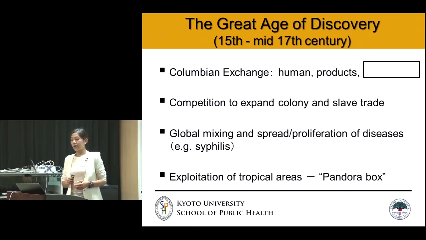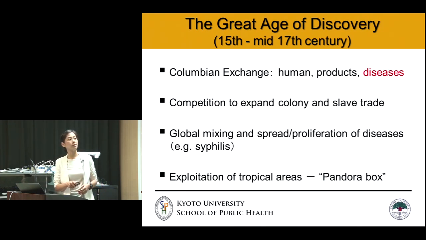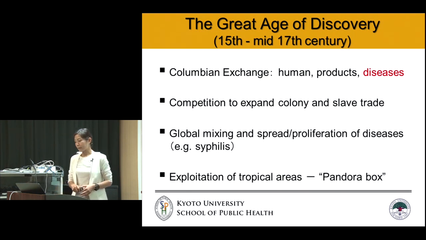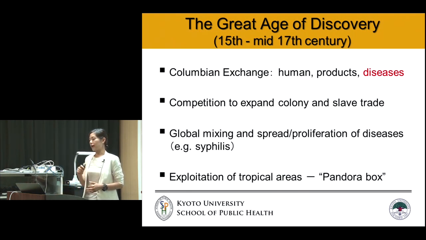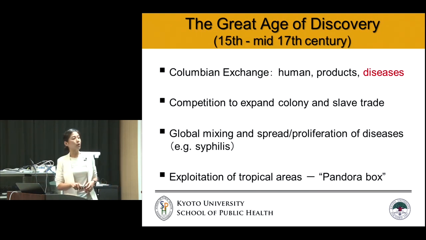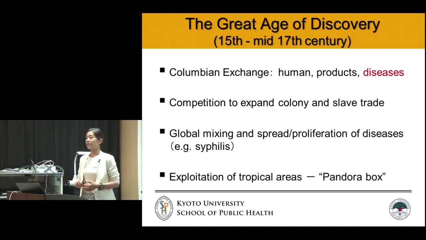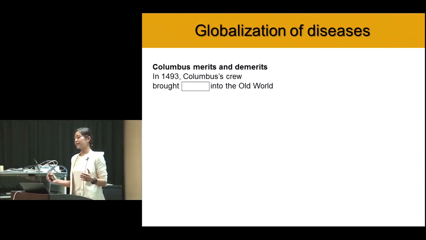The most important of all during this Columbian exchange seem to have been the diseases, which is the byproduct of this unintentional exchange. Also, the tropical areas were being explored, giving rise to the epidemic of new diseases. So here are some examples of the exchange of diseases.